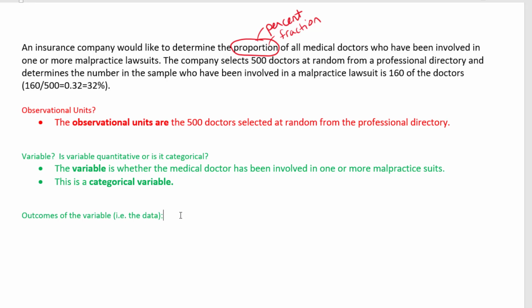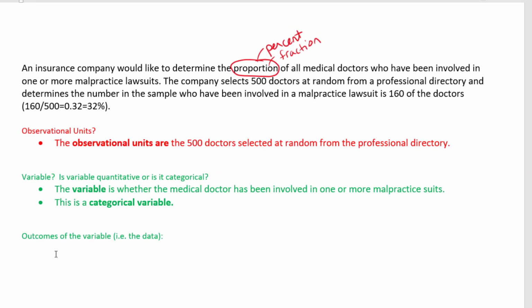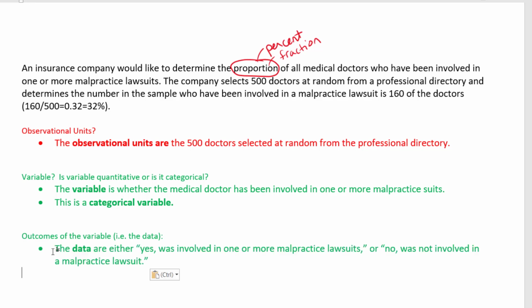Lastly, we're asked to identify the outcomes of this variable, i.e., what is the data you would collect? So again, you're asking yourself, when you have stood in front of all these 500 doctors with your clipboard and you have written down a piece of information about each one, and you look at that resulting information on your piece of paper, what would it look like? It would be a big list of yes and no, right? That would be what you would have. So the outcomes, the data is yes, was involved in one or more malpractice suits, or no, was not involved. So just a big list of yeses and nos.